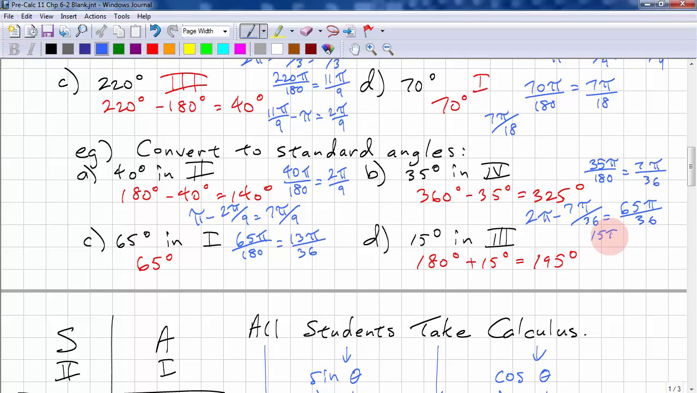15 pi over 180 simplifies to pi over 12. And in quadrant 2, we add this to pi. So we have 13 pi over 12.